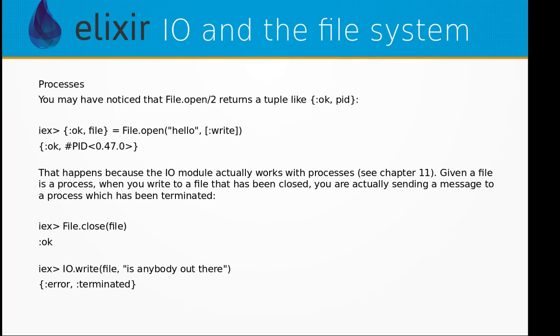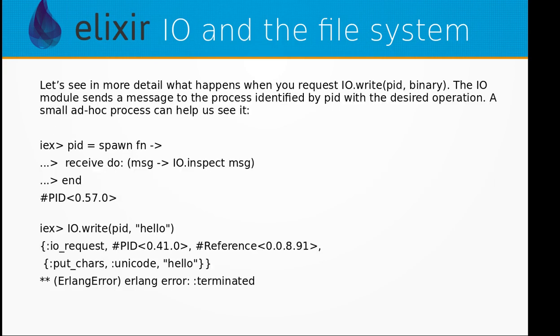Processes. You may have noticed that File.open returns a tuple like {:ok, pid}. That happens because the IO module actually works with processes. Given a file is a process, when you write to a file that has been closed, you are actually sending a message to a process which has been terminated. So if you write IO.write(file, "is anybody out there"), it will return {:error, :terminated}.